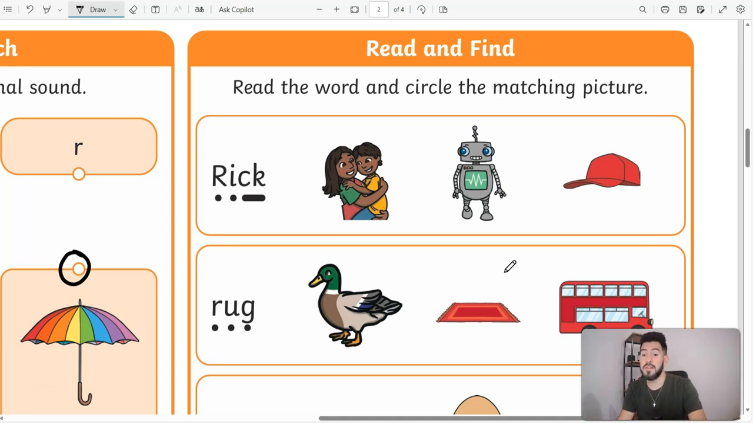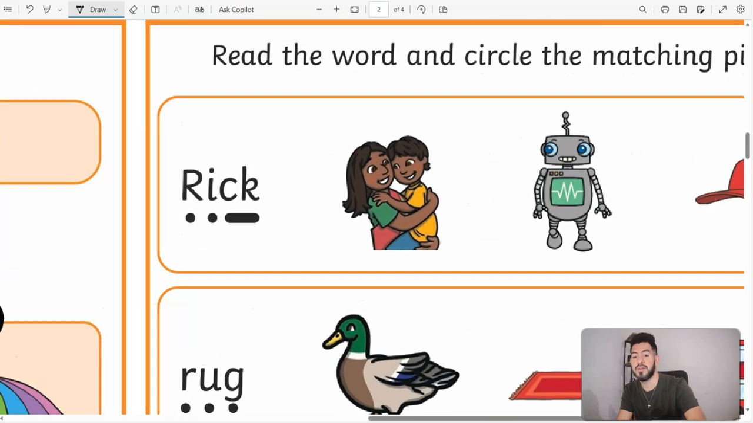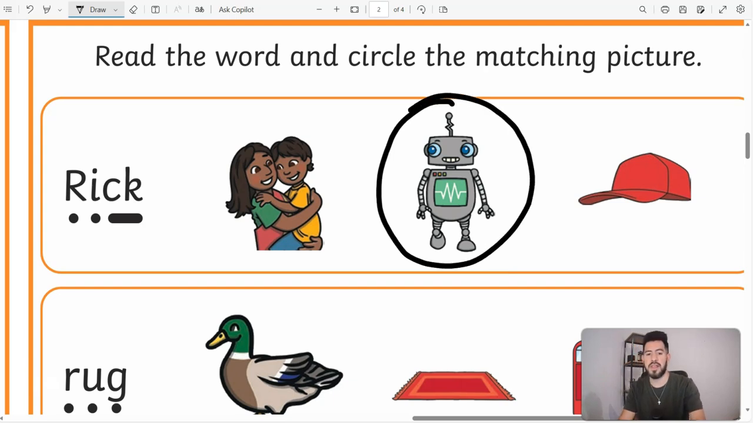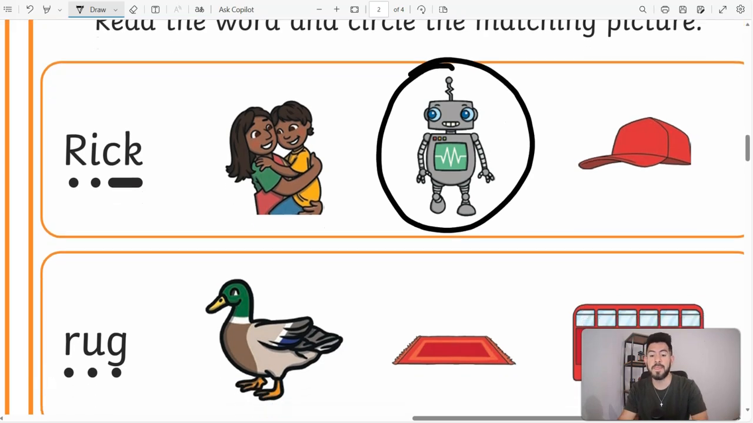Read the word. The first one here is, look, Rick. And it starts with a capital letter. So this is a name. Remember, Rick is the name of the robot. So in this part, we will circle, like this, the robot. Okay, it's not a cap, it's not a hug, it's Rick.